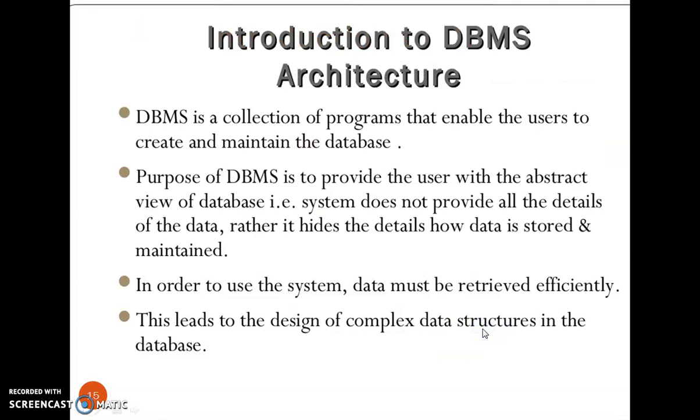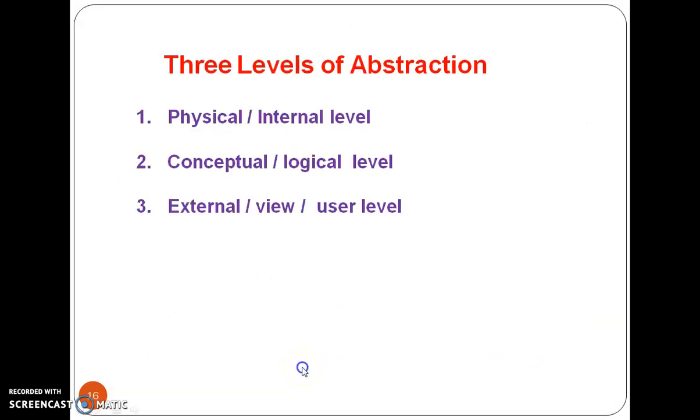So let's move on to the 3-level architecture of DBMS. We have already seen that a DBMS is a collection of software programs that enable the user to create the database and maintain the database. The purpose of the DBMS is to provide the user with an abstract view of the database. The system does not provide all the details of the data, rather it hides some implementation details from the user. So this leads to the design of complex data structures in the database.